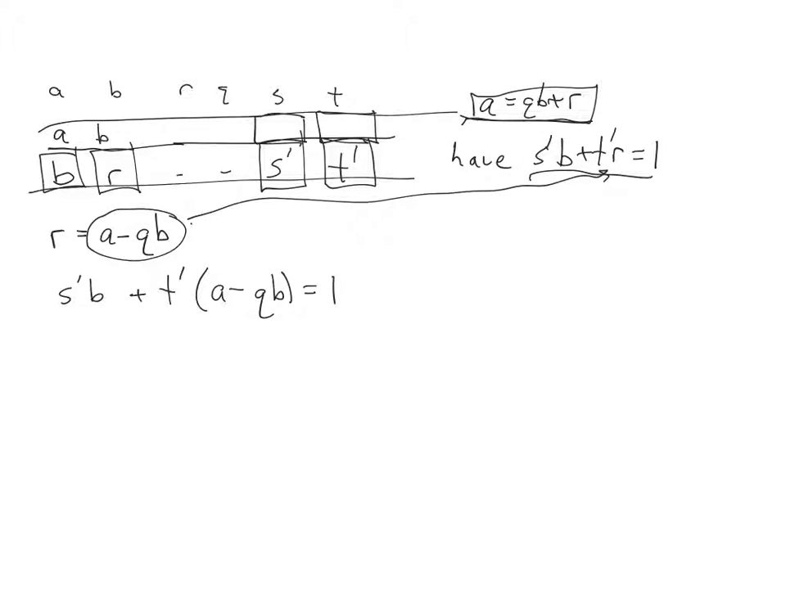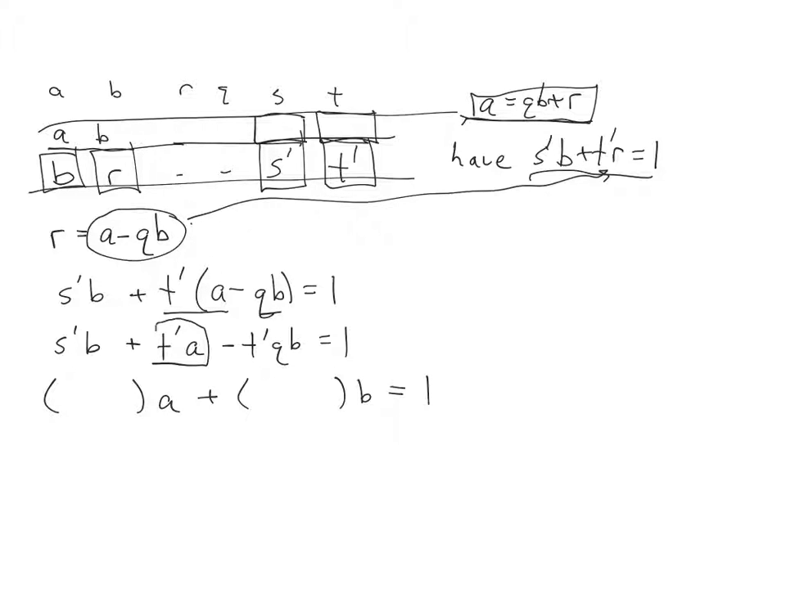Now, so what? Well, this is S prime times B. By the way, these primes have nothing to do with derivatives. They're just numbers. And then it's T prime, so I'll multiply this out. T prime A minus T prime QB equals 1. And then it's just a matter of realizing that we've done what we want. We have multipliers of A and B. So the multiplier of A is just T prime. And the multiplier of B is S prime minus T prime Q.